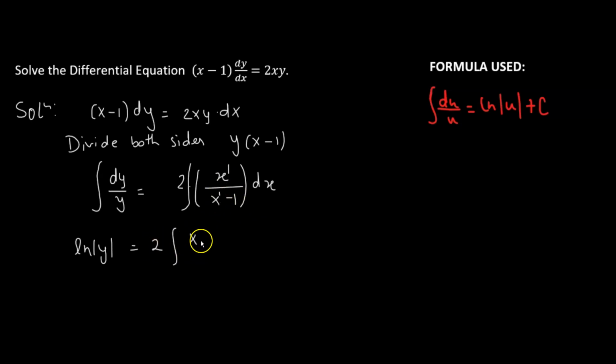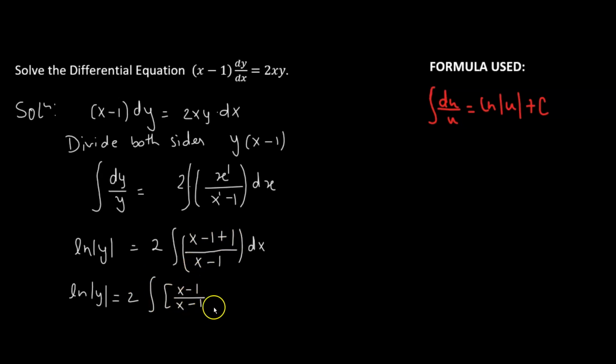In the numerator, I can rewrite x as x minus 1 plus 1. What I've done is subtract 1 and add 1, which is not going to affect the numerator. This is divided by (x minus 1) dx. So natural log of y equals 2 times the integral of (x minus 1 plus 1) over (x minus 1) dx. We can write it as (x minus 1) divided by (x minus 1), plus 1 over (x minus 1), dx. The (x minus 1) and (x minus 1) immediately cancel out, leaving us with 1.